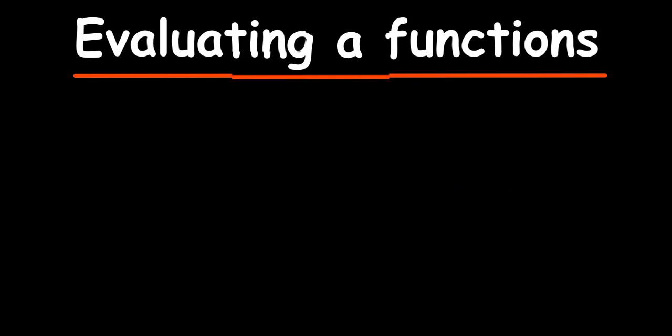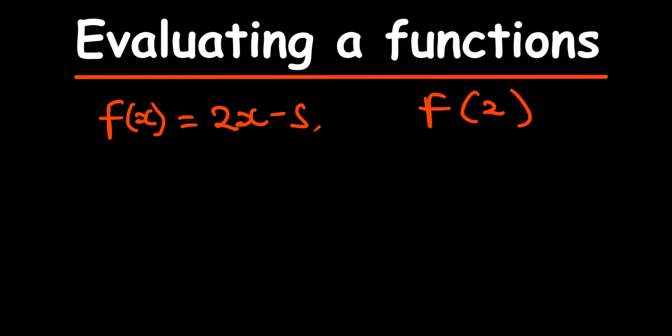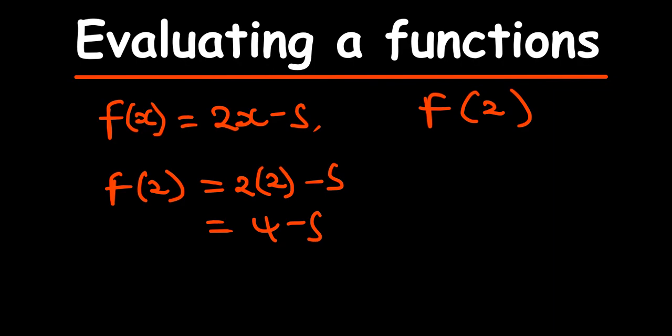Okay, so we've talked about what one-to-one functions are, and now we can talk about evaluating functions. Evaluating functions is what you were doing in grade 12. For example, I have f of x equals 2x minus 5, and they ask you to find f of 2. You remember what you are doing? We say f of 2 equals 2, and wherever there's x we put 2, minus 5, and this gives us 4 minus 5, which gives us minus 1.